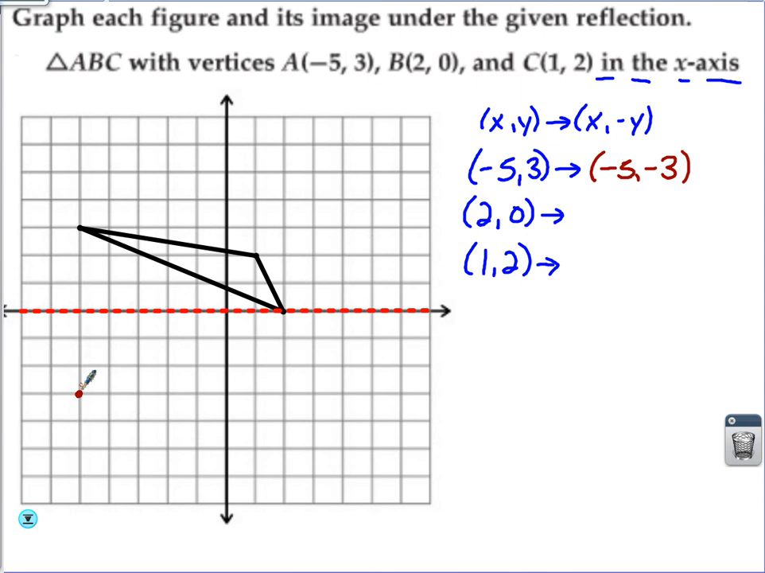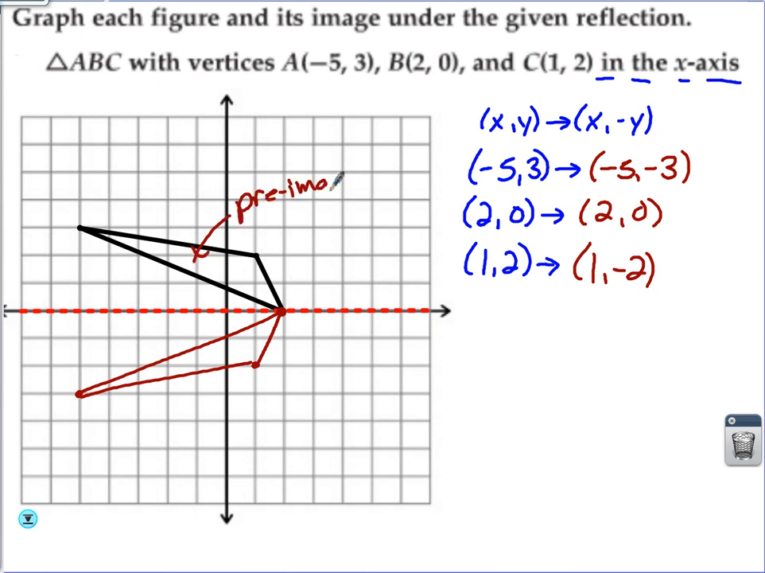(2, 0), Claudia, what does (2, 0) turn into? (2, 0). Can't take the negative of 0. You see that person has their nose against the mirror. It's on the mirror. That's the reason it doesn't flip. That's the reason it doesn't reflect. And Destiny, (1, 2) turns into, perfect, (1, -2), with connector dots. And you have reflected that whole shape across the x-axis. What used to be up here is now reflected. Again, this is called a pre-image, and this is your new image.